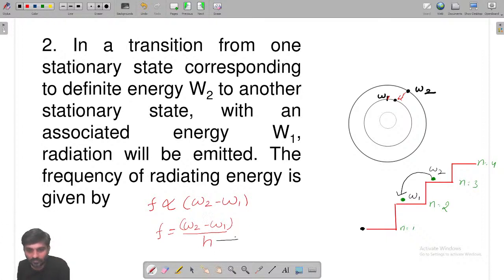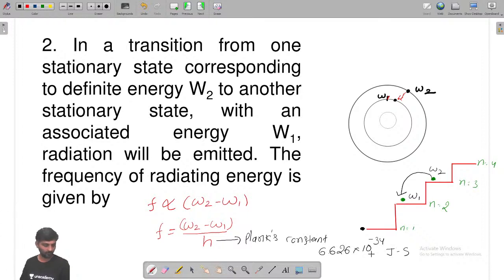Can somebody tell me what Planck's constant value is? Can anybody remember? Planck's constant is nothing but 6.626 into 10 to the power of minus 34 joule second. The value of Planck's constant is going to be 6.626 into 10 to the power of minus 34 joule second.